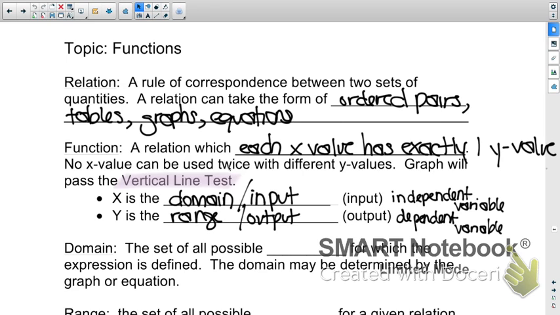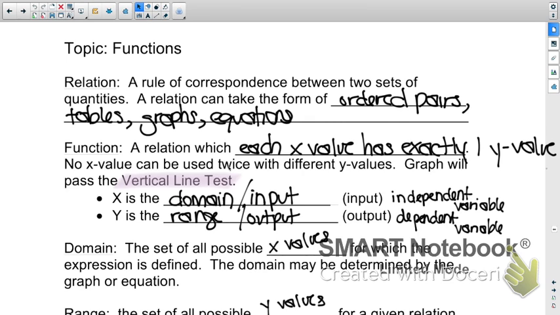Okay? So then we should remember that the domain is defined as the set of all possible x values for which an equation is defined. Okay? Therefore, the range is the set of all possible y values for a given relation.